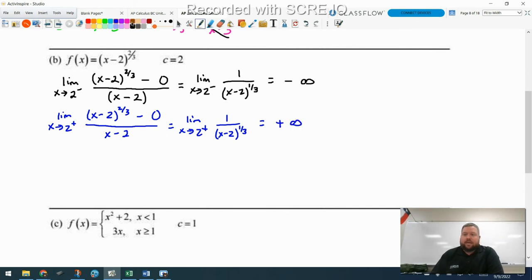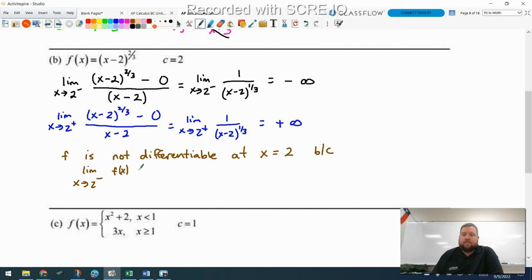All right, and so now we can say that f is not differentiable at x equals 2 because the limit as x approaches 2 from the left of f of x minus f of 2 over x minus 2 does not equal the limit as x approaches 2 from the right of f of x minus f of 2 over x minus 2.